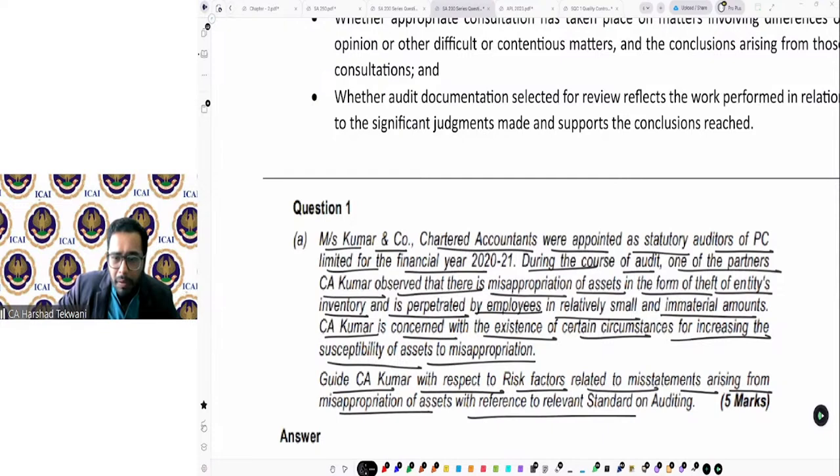Now read, with respect to risk factor related to fraud. Now, what are the risk factors related to fraud? I just took one term and I replaced in a simpler version for you guys. Misstatement arising from misappropriation of asset is equal to fraud. Now, you tell me, what are the risk factors related to the fraud? Come on, guys. Now, this should be pretty easy. Trust me, this should be literally pretty easy. What are the risk factors related to fraud?